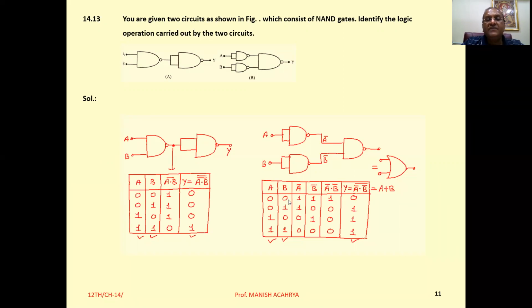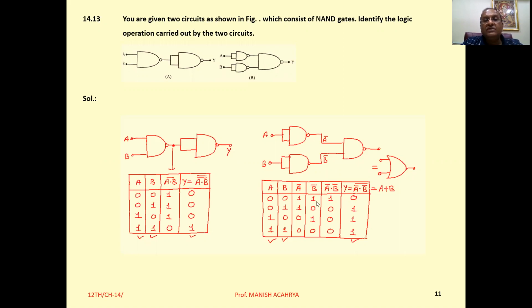Then for B, 0 to 1, 1 to 0, 0 to 1, 1 to 0. Clear? Now, these not A and not B are the inputs of the NAND gate. But the NAND gate is made by an AND followed by a NOT. So here, first the working of the AND gate, with not A and not B.